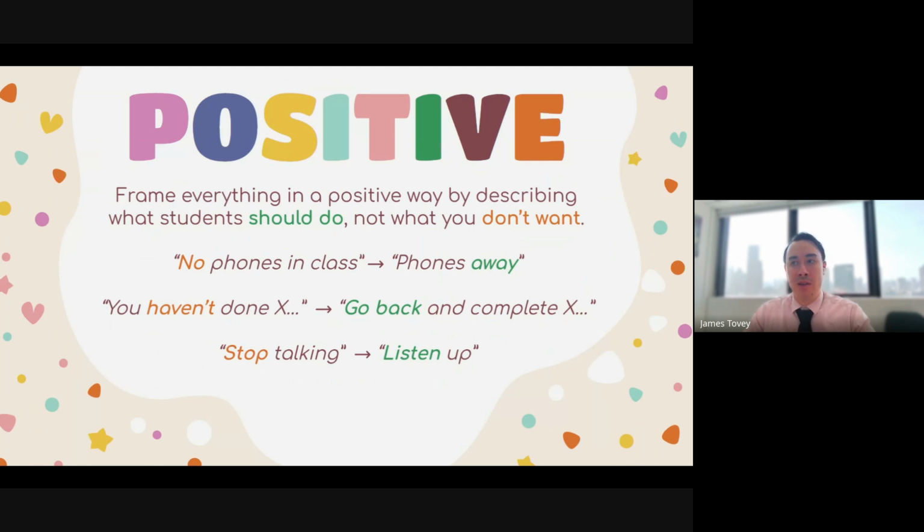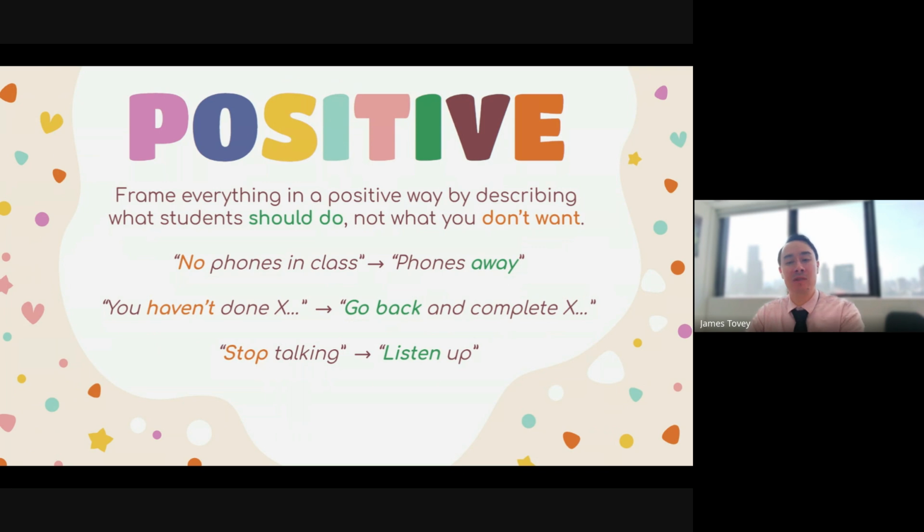So another way to keep on track in a positive way is being mindful of their emotions, and being mindful of their perspective and how they feel, is framing everything in a positive way. You want to describe what the student should do, not what you don't want. So instead of saying no phones in class, you should say phones away, or positive language. We're directing them to what they should be doing. If they've missed a question, perhaps, you haven't done X, you can say, go back and complete this one.